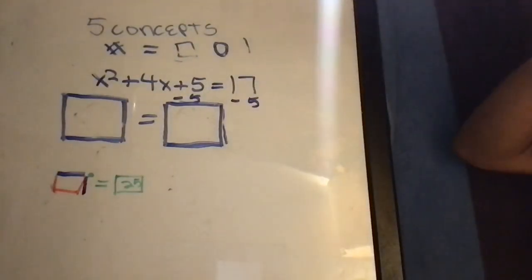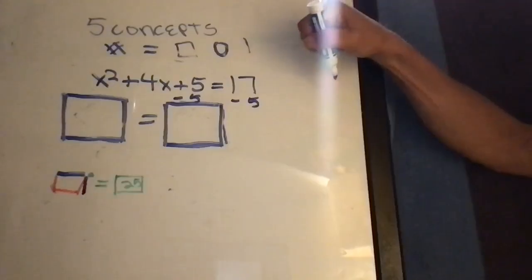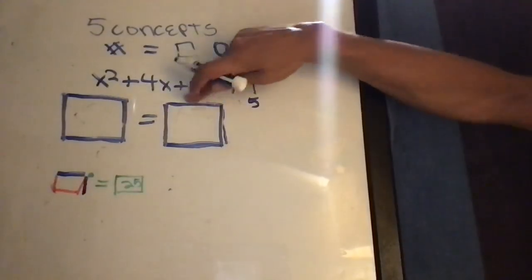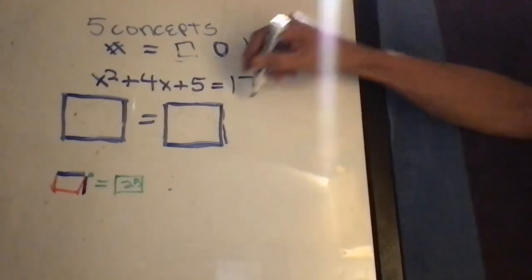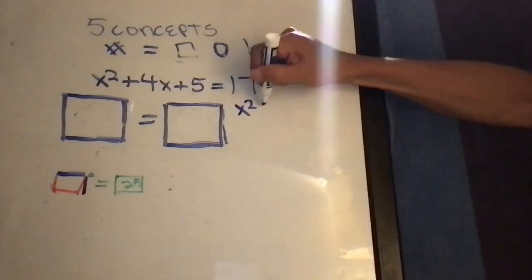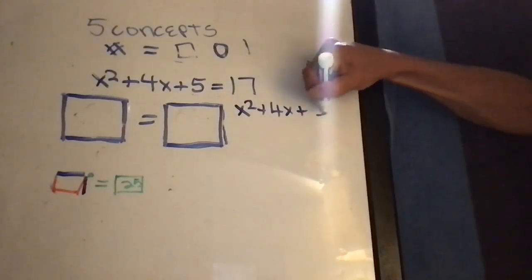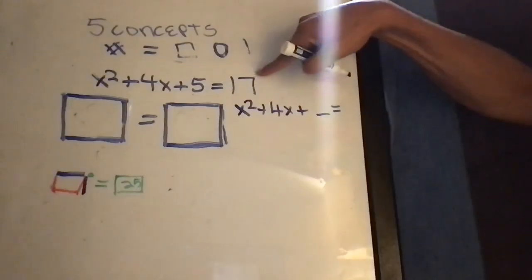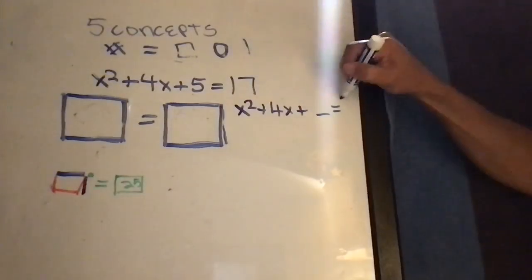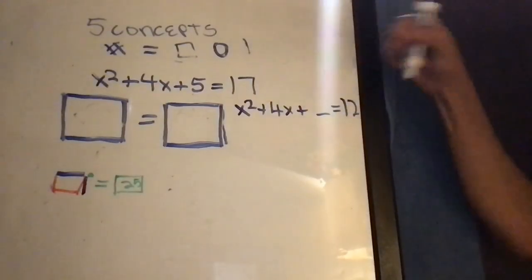And what do I get? Oh, now I have 12 over here. Actually, I should leave this as the parent function. I'll leave that like that, and then I'll do my math over here. So here is x squared plus 4x plus something is going to be the same thing as, I just took the 5 away, so that's going to be 12 over here, because I know 17 minus 5 is 12.